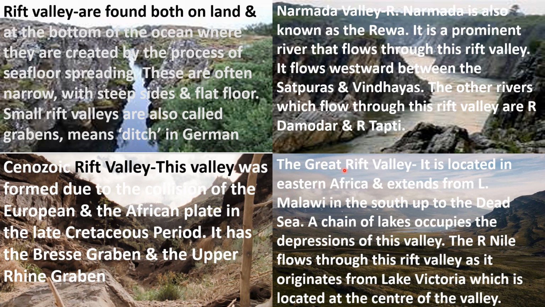Then the Great Rift Valley. It is located in eastern Africa and extends from Lake Malawi in the south to the Dead Sea. A chain of lakes occupies the depressions of this valley. The River Nile flows through this rift valley as it originates from Lake Victoria, which is located at the center of the valley. I hope, children, this topic valley is clear to you all.